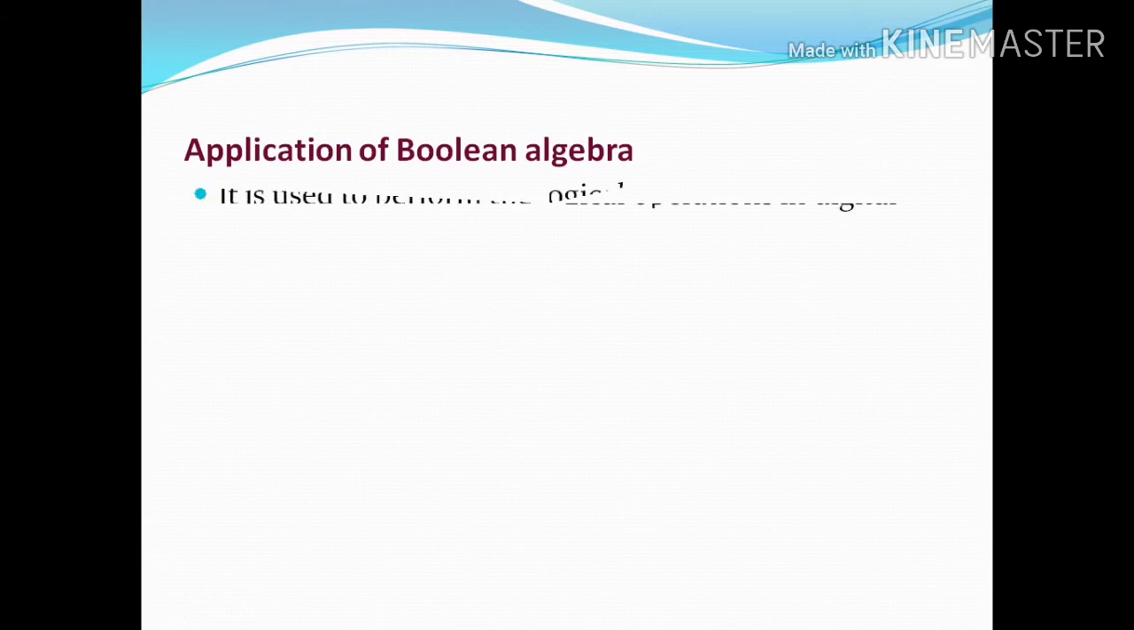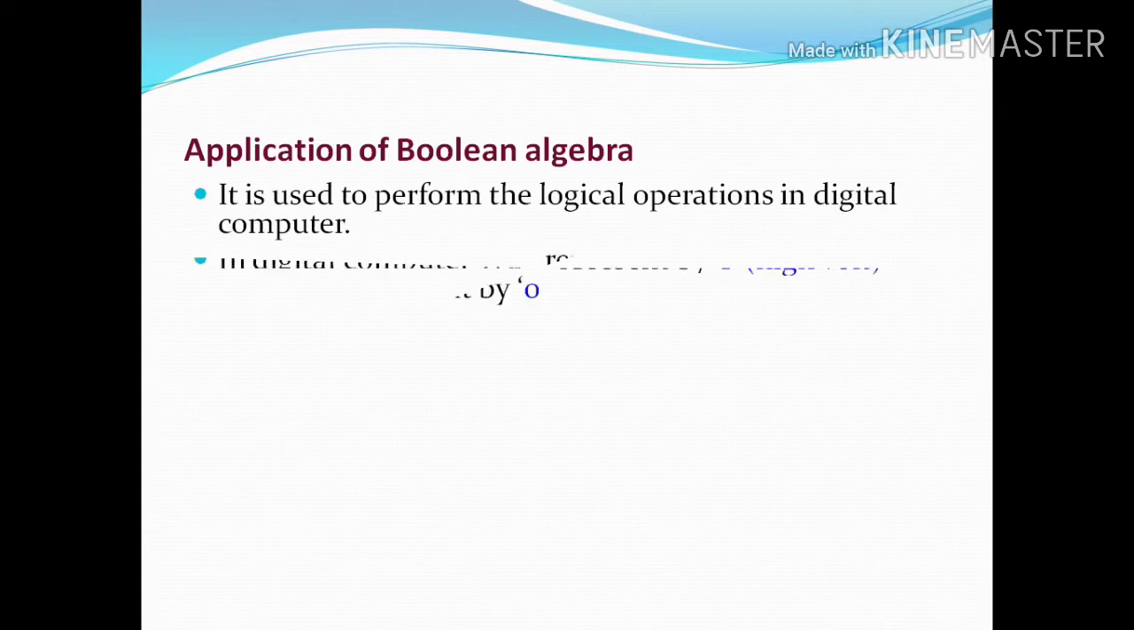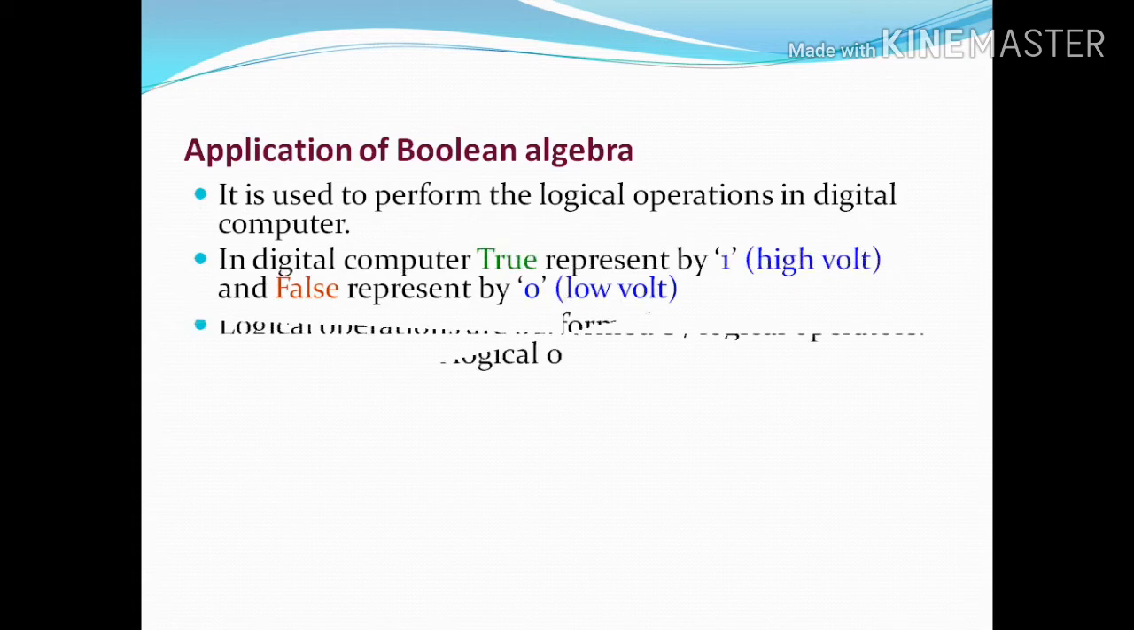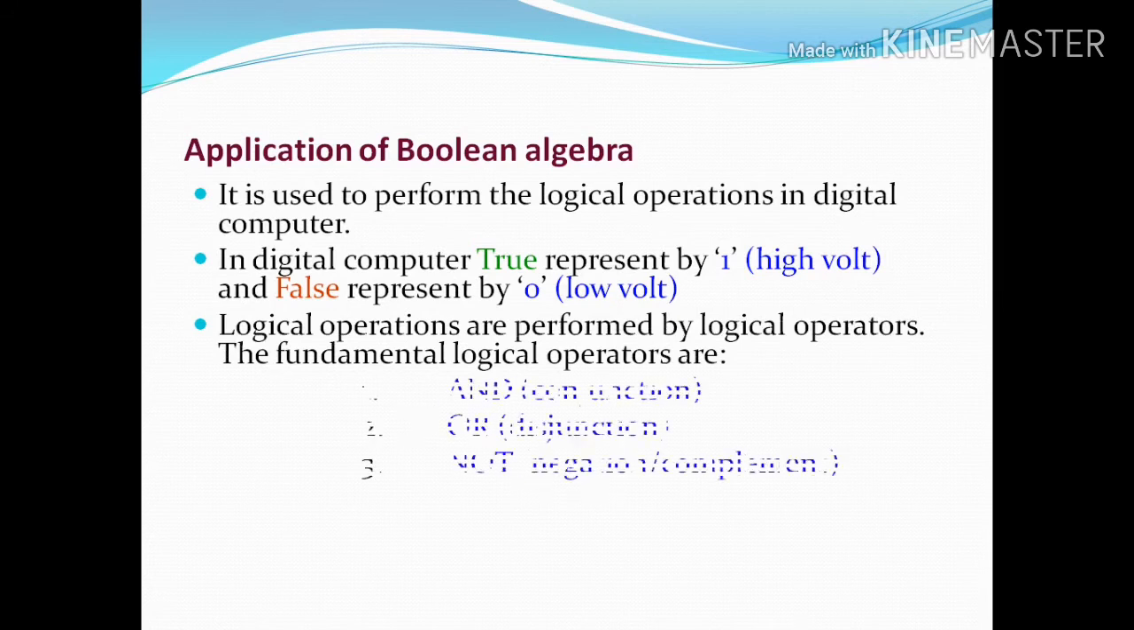First of all, we will discuss Boolean algebra's application area. Boolean algebra is used to perform logical operations in digital computers. In a digital computer, true is represented by high voltage, that is 1, and false is represented by low voltage, that is 0. These logic operators are the AND conjunction, OR disjunction, and NOT, that is the negation or complement operation. These are the very fundamental logic operators.